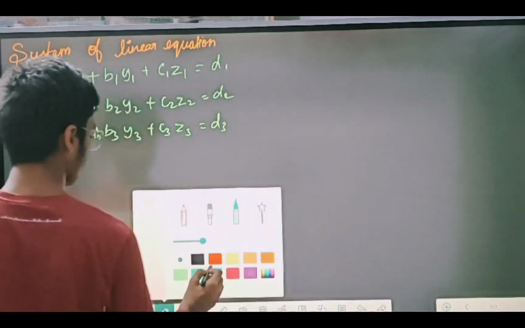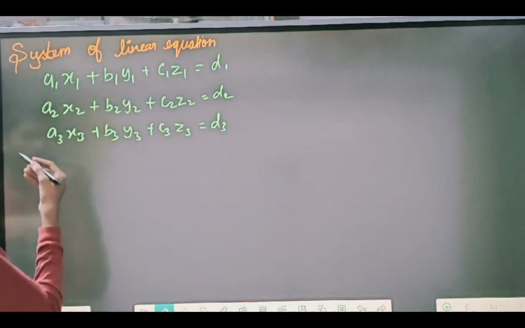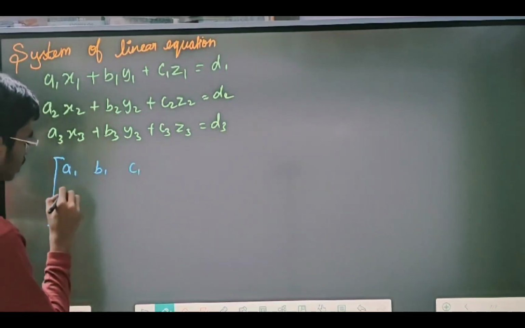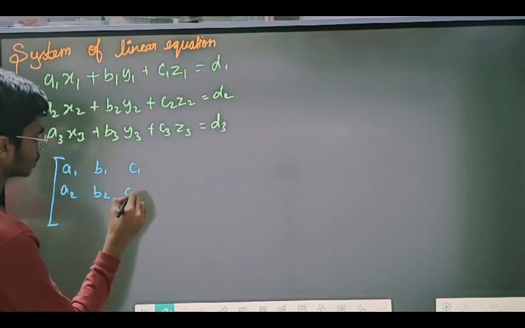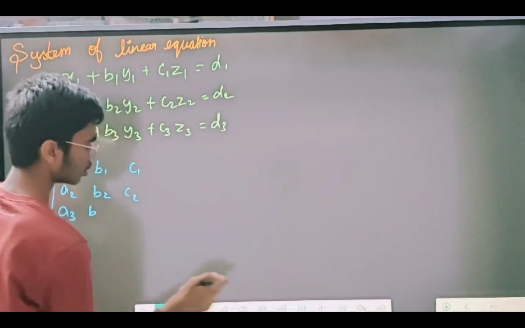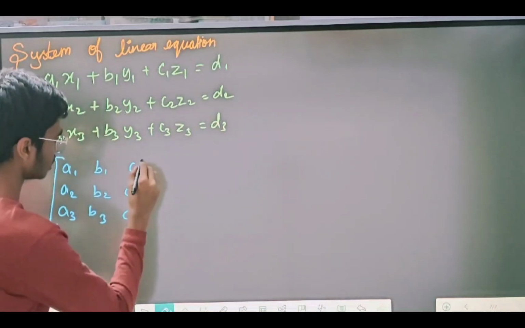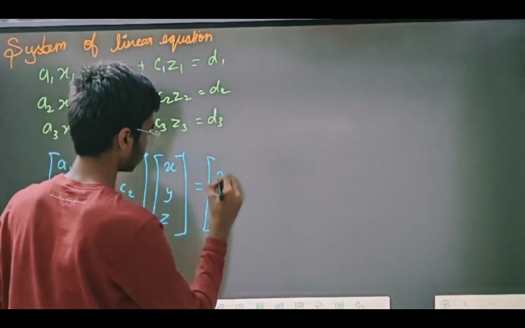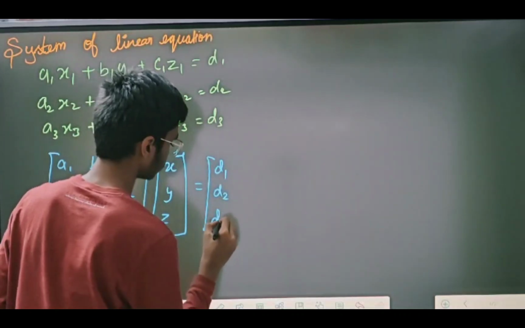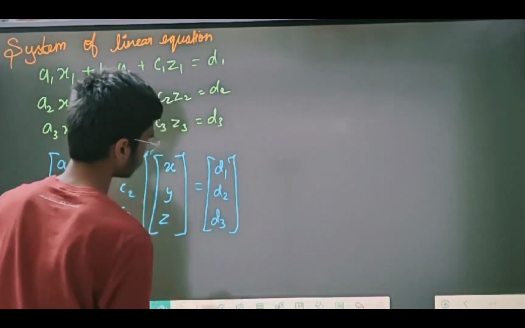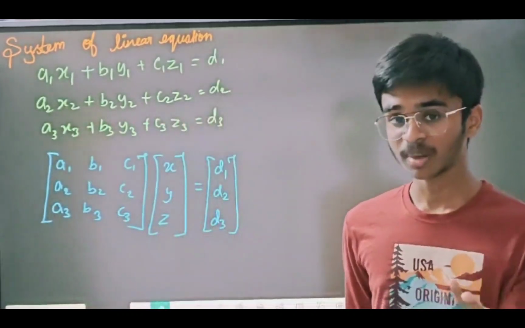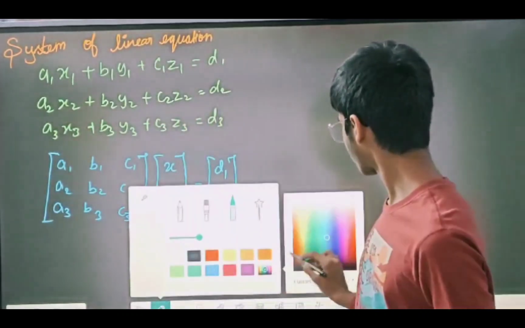So all these constants have to be put into one matrix. That means a1, b1, c1, a2, b2, c2, a3, b3, c3 is equal to d1, d2, d3. Okay, just like this it's going to be. So there are three different matrices and you are going to name all these three different matrices.